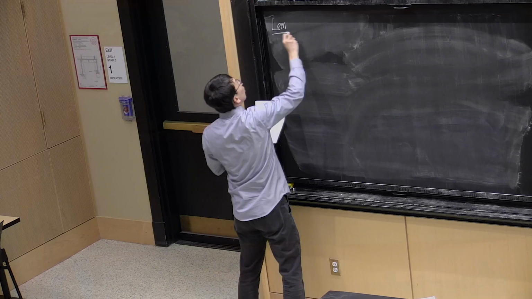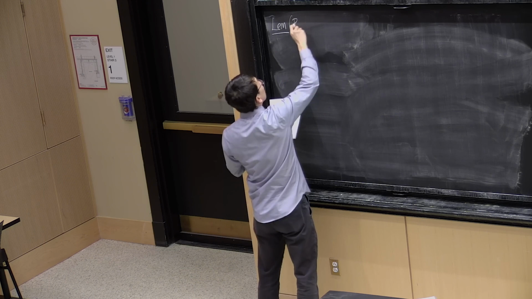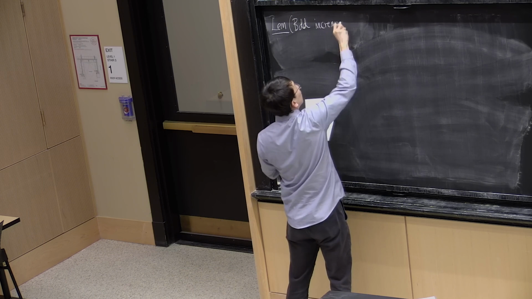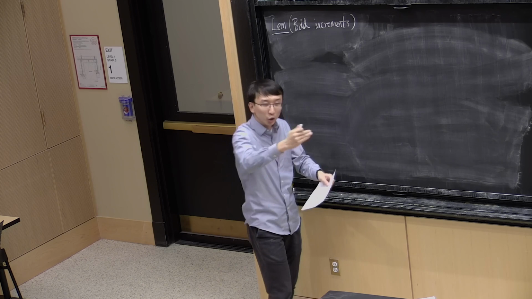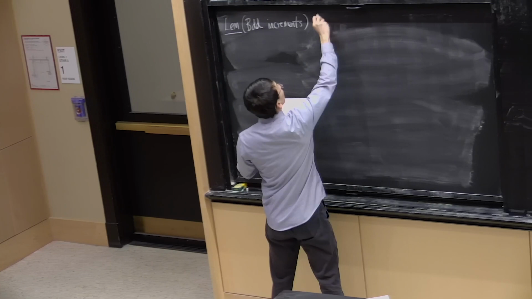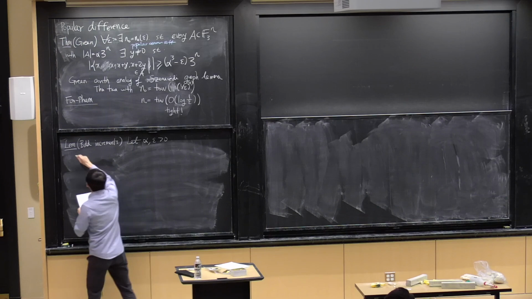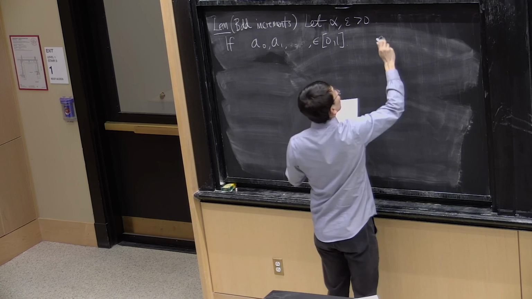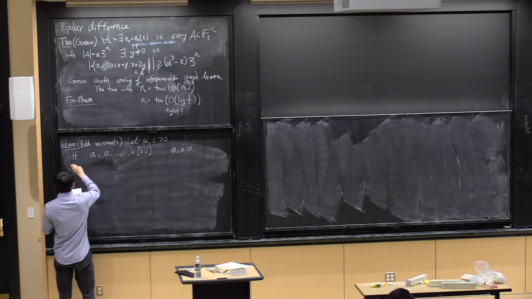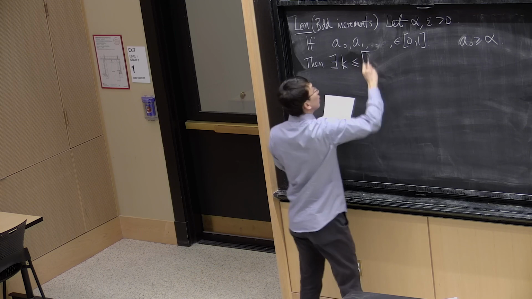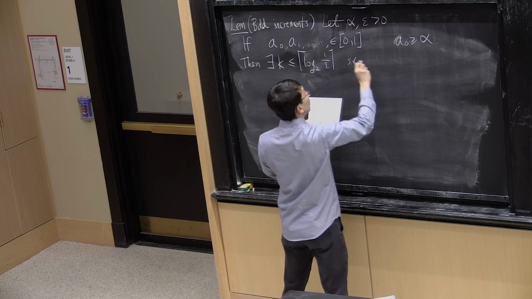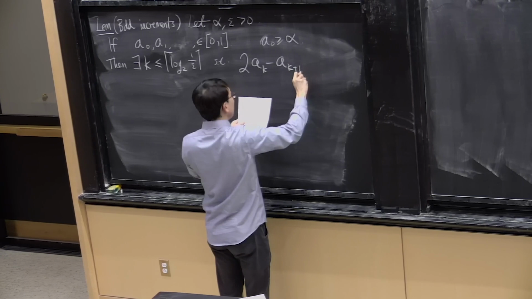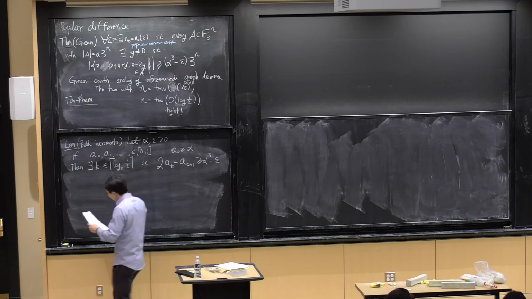Let me first prove a slightly technical lemma about bounded increments. This corresponds to the statement that if you have energy increments, you cannot increase too many times, but in a slightly different form. Suppose you have numbers alpha and epsilon bigger than zero, and you have a sequence of a's between 0 and 1, such that a0 is at least alpha. Then there exists some k at most log base 2 of 1 over epsilon, such that 2 a sub k minus a sub k plus 1 is at least alpha cubed minus epsilon. Don't worry about this form. We'll see shortly why we want something like that.